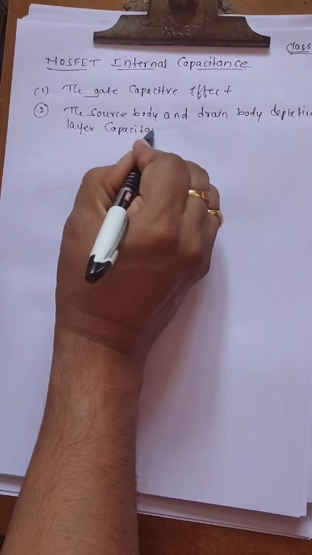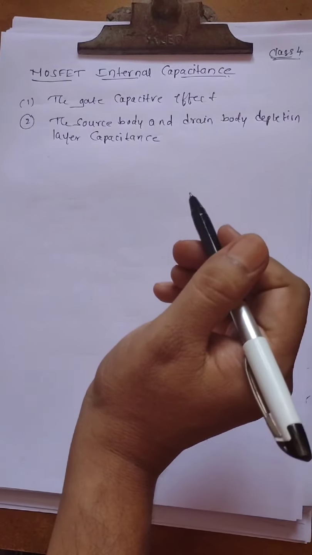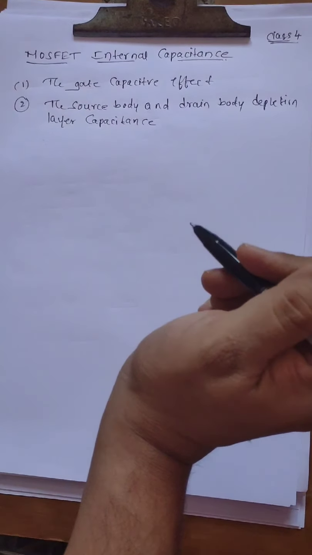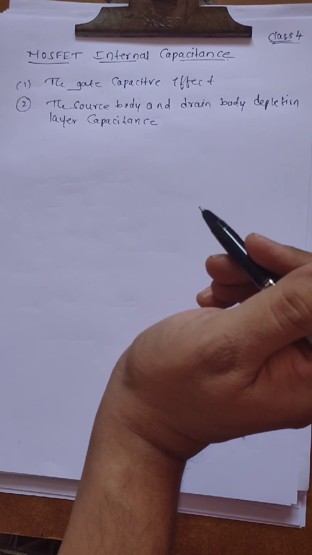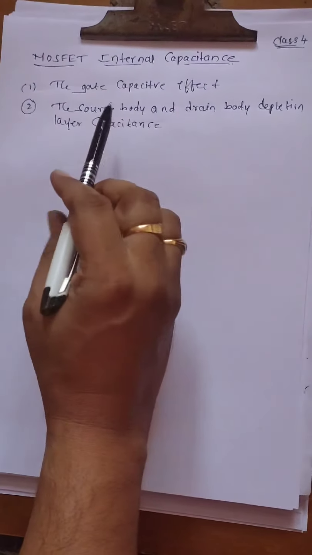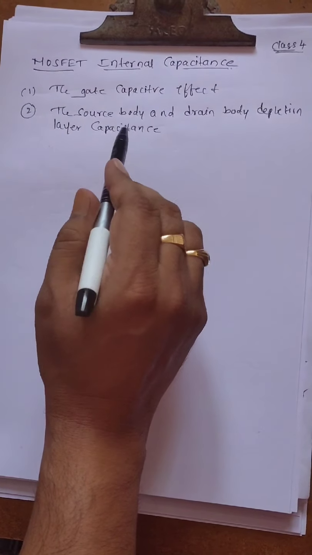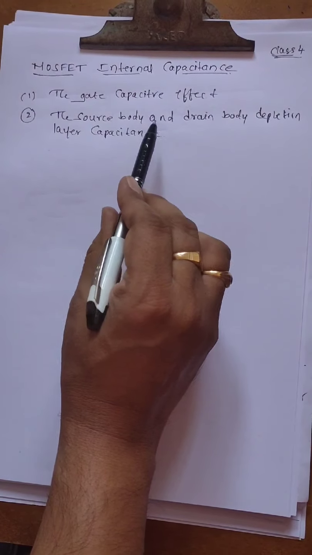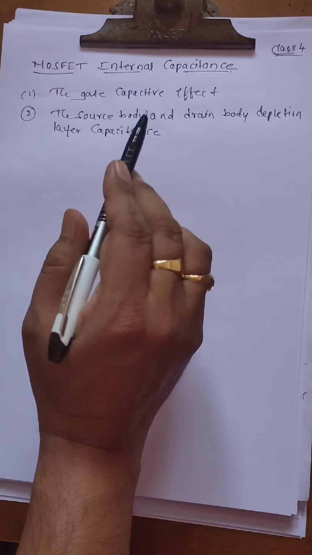Hope all of you are familiar with the MOSFET basic configuration, so what you mean by body, and what you mean by gate, source, drain, all of you know the basics of the MOSFET. And now, as I said, we will study these two internal capacitances of the MOSFET. First one is the gate capacitive effect. Second one is source body and drain body depletion layer capacitance.